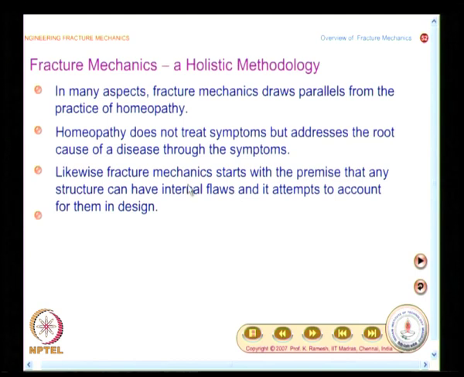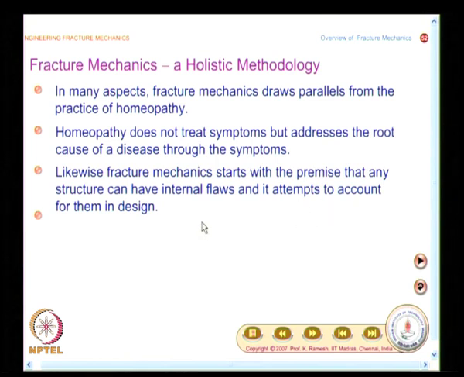Liberty ships were made with the kind of design practice they had at that time. It was designed, tested, then only put into service, but it broke like glass. What was ignored? They ignored the presence of inherent flaws. So, that has to be looked at. In fracture mechanics, we do that. It starts with the premise that any structure can have internal flaws, and it attempts to account for them in design.